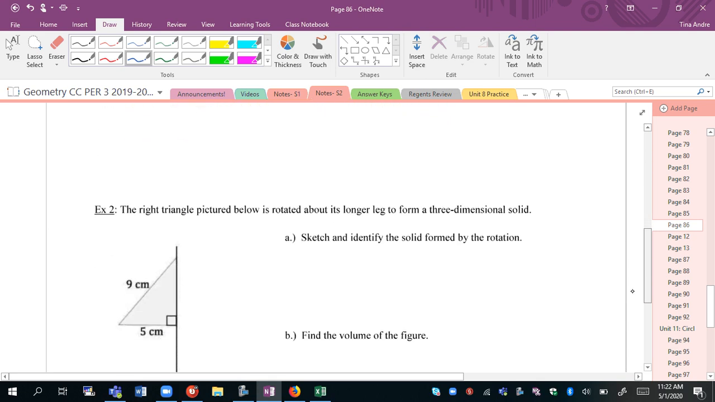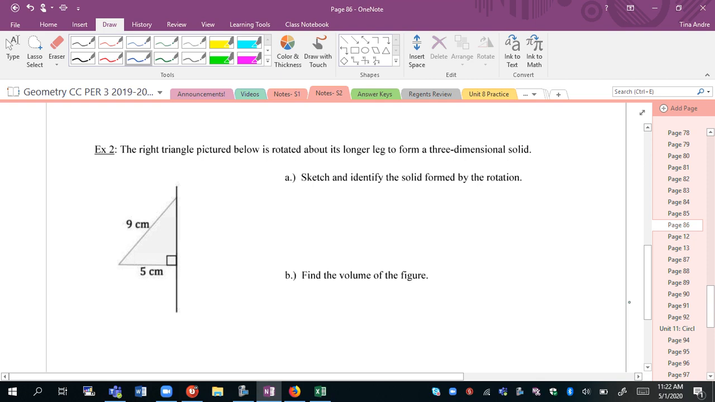Let's try one more. If we look at example 2, we have this right triangle that's going to be rotated around this longer leg, or around this axis, to get a three-dimensional solid. Again, think about this as it came up off the paper and then it's going to land again on the right-hand side. So you can think about first drawing this as a reflection two-dimensionally. This just gets brought up and it lands and then it's going behind the paper.